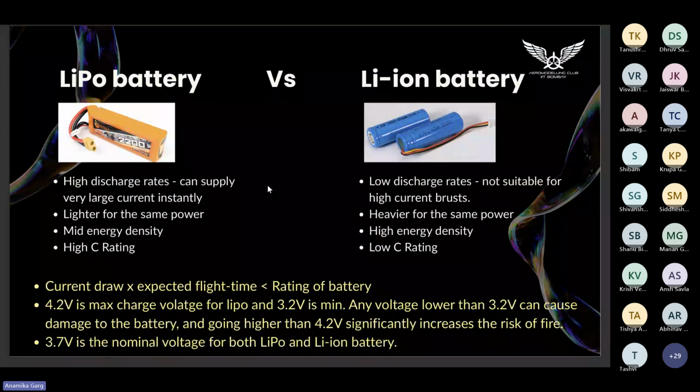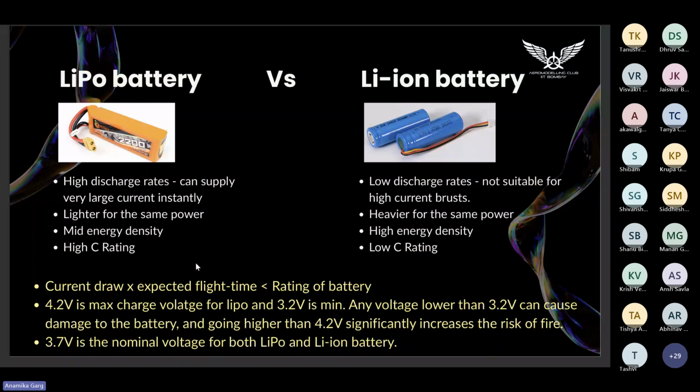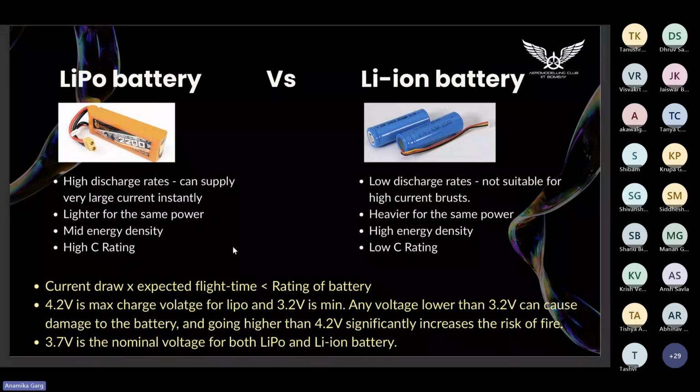Now, if you have chosen LiPo battery or Li-ion battery, how will you choose what battery you want? Like what is the rating of the battery you want to use? For that, you will have to get the current draw and the expected flight time. According to your problem statement, you'll get the expected flight time of the drone you're making and the current draw. When you multiply them, the rating of the battery should be higher than the multiplication of current draw and the expected flight time.